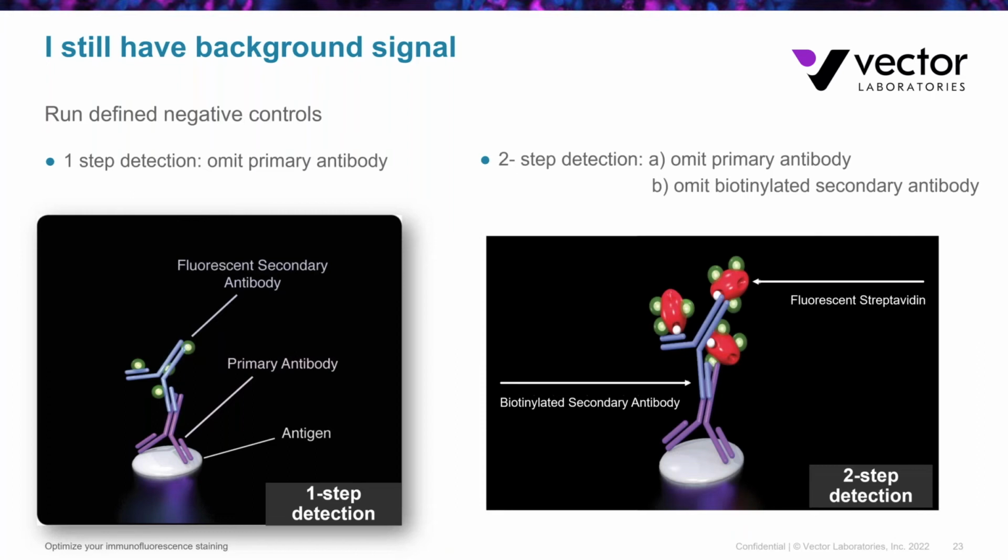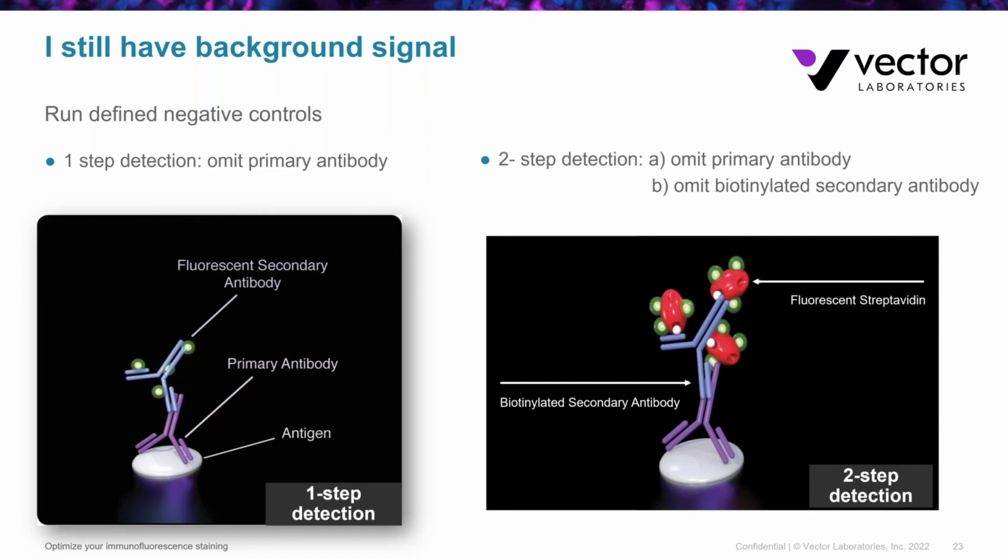For those of you who might be running a more involved immunofluorescent detection methodology, what I've shown here is a two-step, whereby you have a biotinylated secondary antibody, which is then subsequently detected with a streptavidin and fluorophore. You would run that same first defined negative control, whereby you'd omit the primary antibody, but you'd put on the biotinylated secondary antibody and the streptavidin conjugate and see if you get any background. If you do, then you can address that.